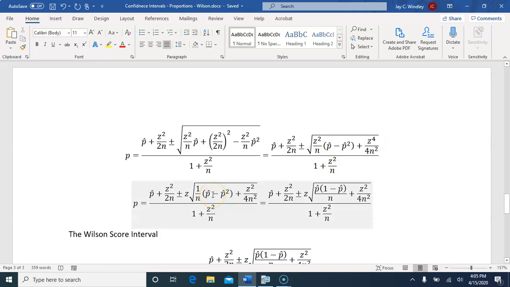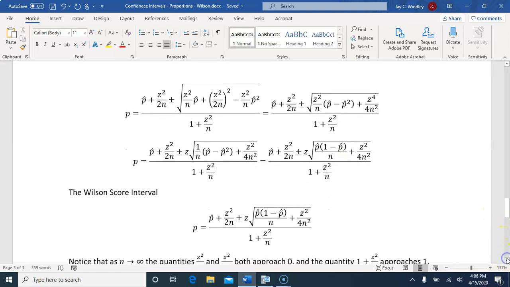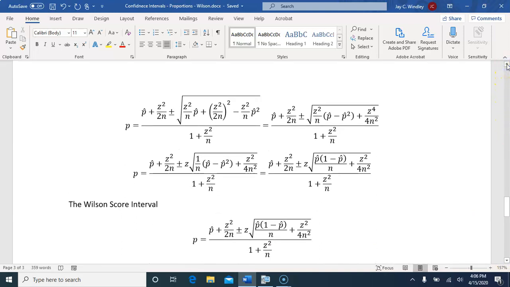And then kind of the final step here is to realize that this quantity p hat minus p hat squared can be written as p hat times 1 minus p hat. And this final expression here is referred to as the Wilson score interval, or sometimes just the score interval.